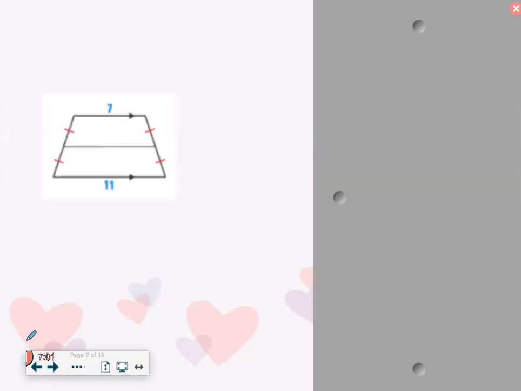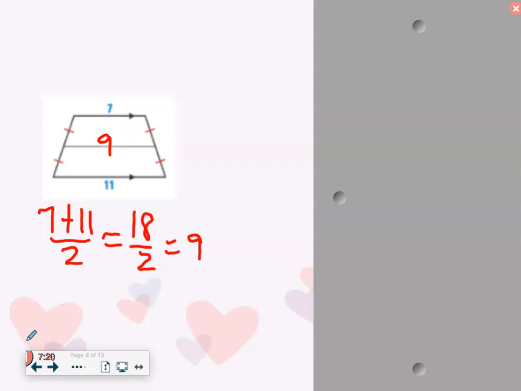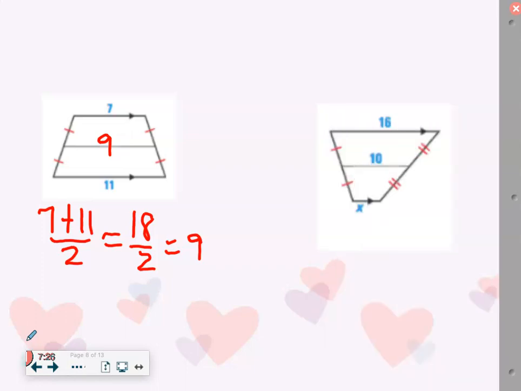So if I wanted to find the length of my mid-segment, what do I do? Top to the bottom. Yeah, add our bases, divide by 2. 7 plus 11 is 18, divided by 2 is 9. And you just count too. Yeah, or you could count, like what's between 7 and 11? 9. Sometimes it's not so obvious, though, but you sure could count.